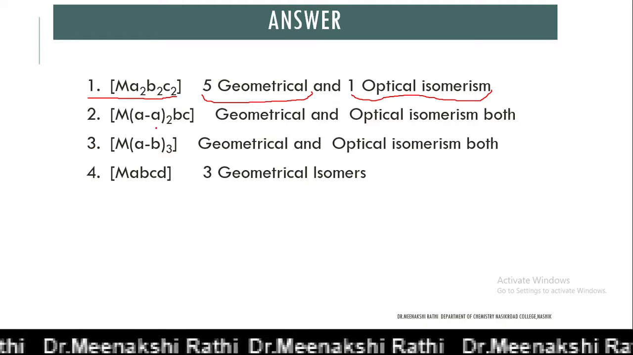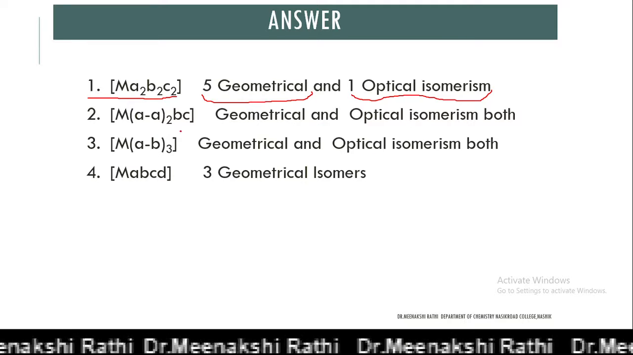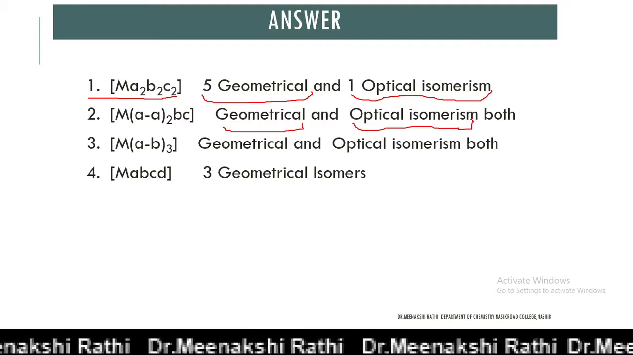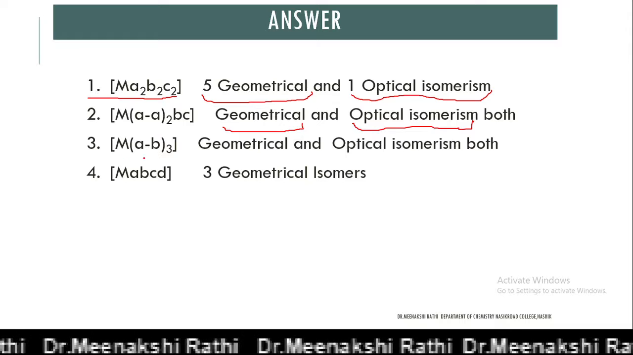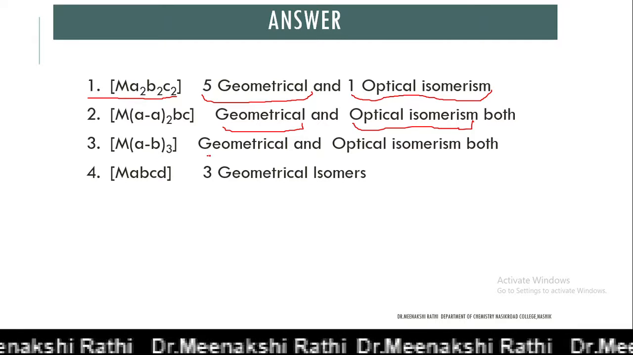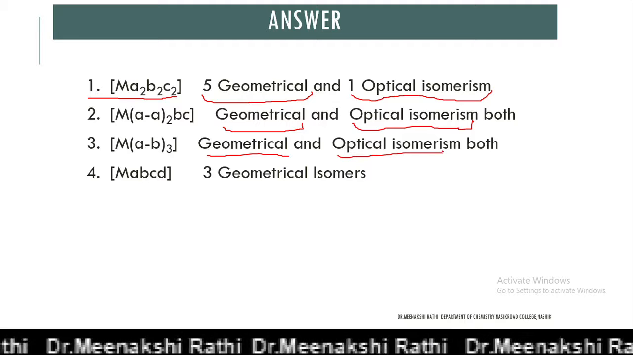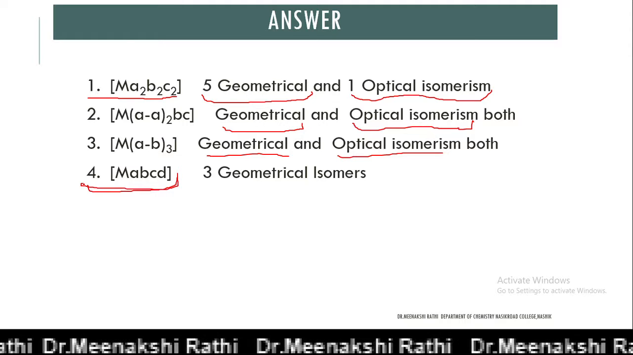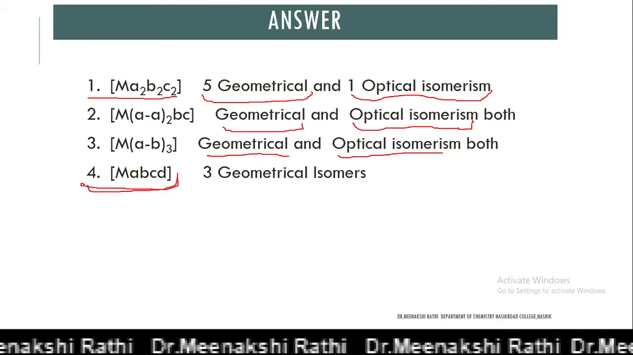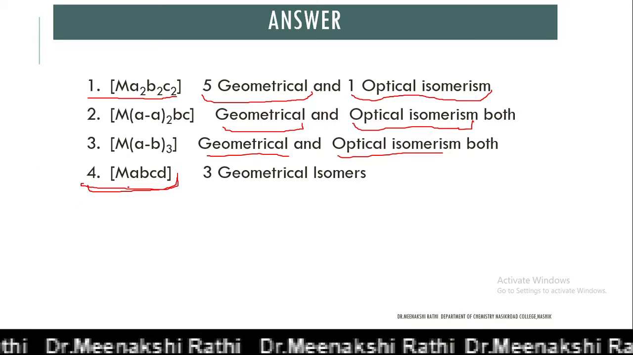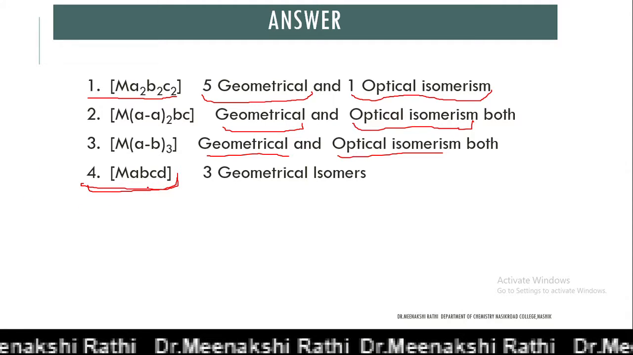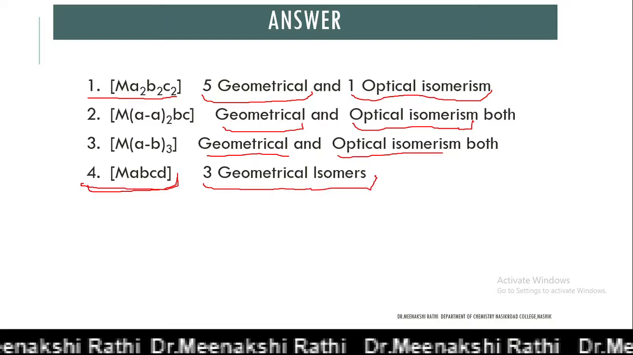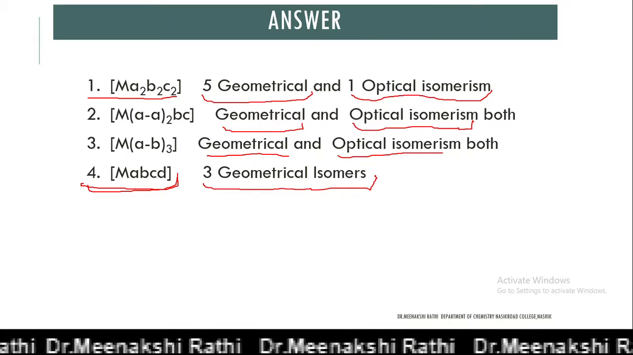Here AA is a symmetrical bidentate ligand. It possesses geometrical isomerism as well as optical isomerism both. MAB3 type possesses geometrical as well as optical isomerism, while MABCD type, if it is of square planar geometry only, not tetrahedral, then it shows 3 geometrical isomers. This we have already discussed in various videos.